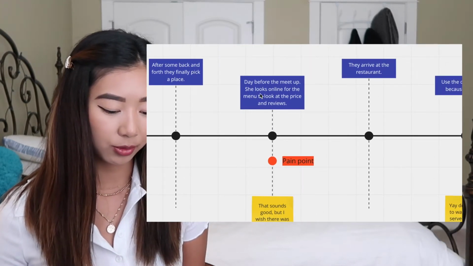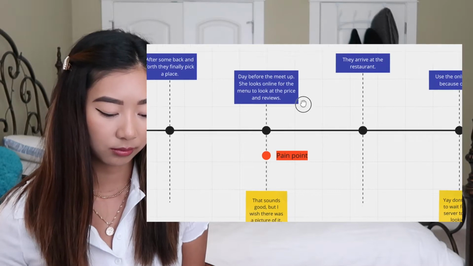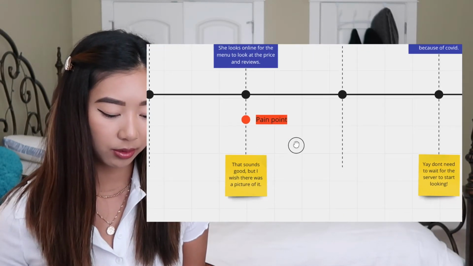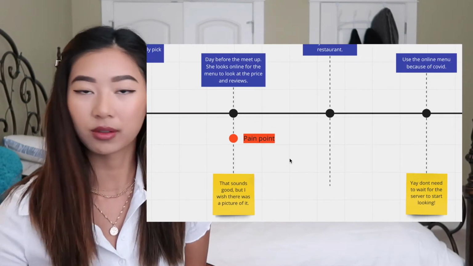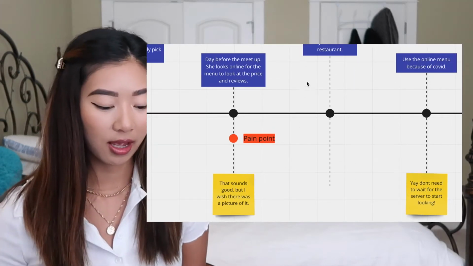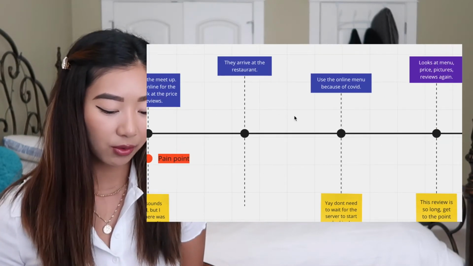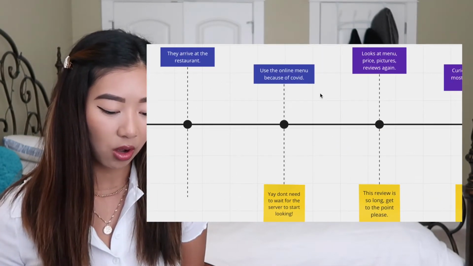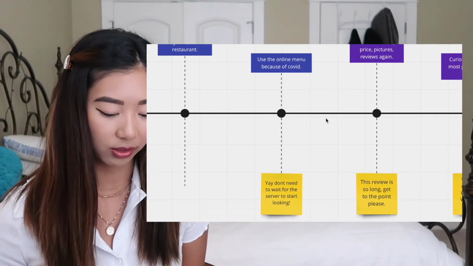Day before the meetup, she looks online for the menu to look at the price and reviews. This could be a pain point too. That sounds good, but I wish there was a picture of it. So that could be what she's thinking as she's looking at the menus and looking for the specific dishes. They arrive at the restaurant. They use an online menu because of COVID. Yay, don't need to wait for the server to start looking.